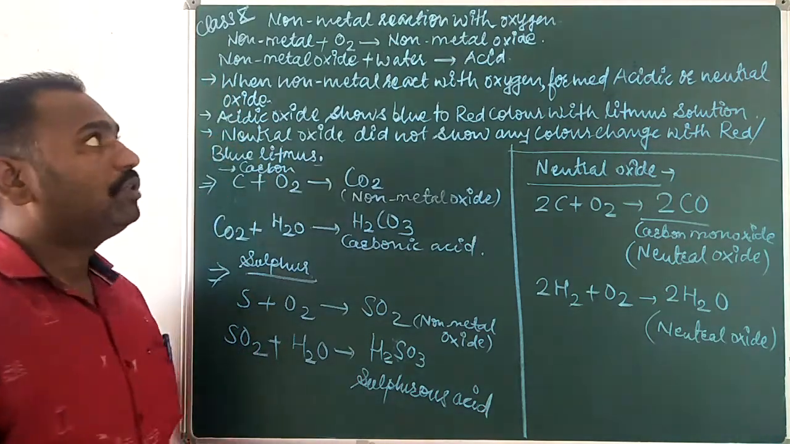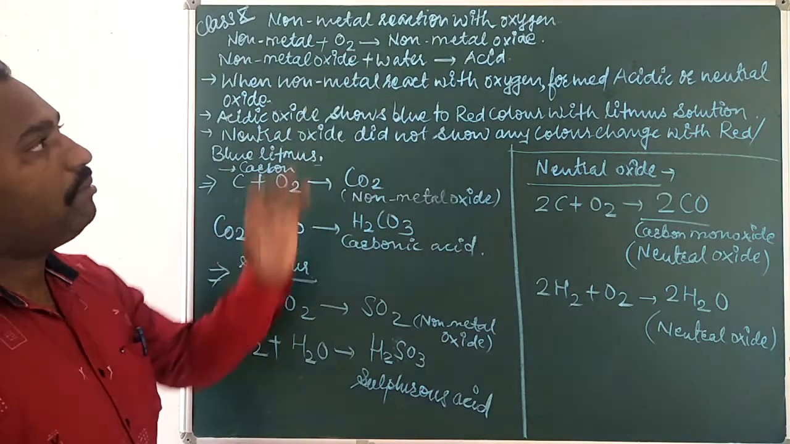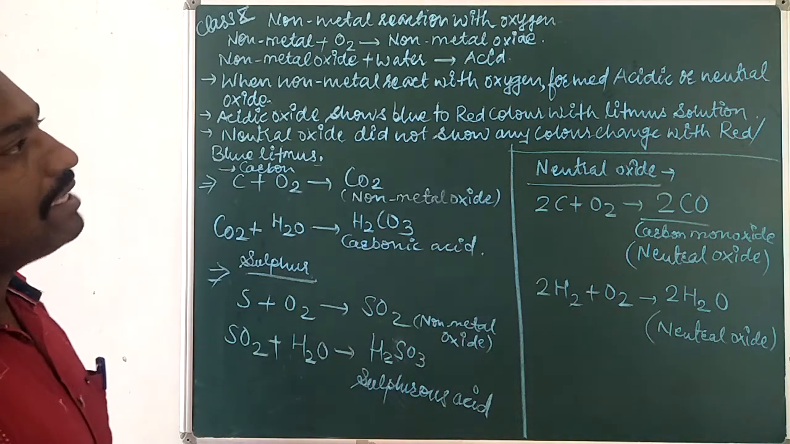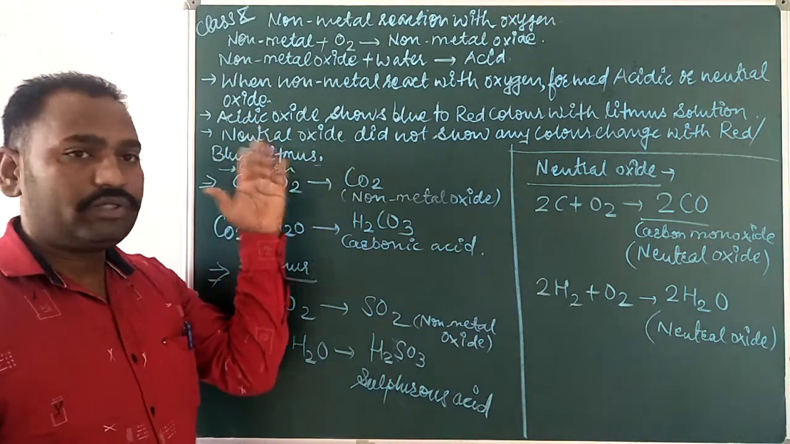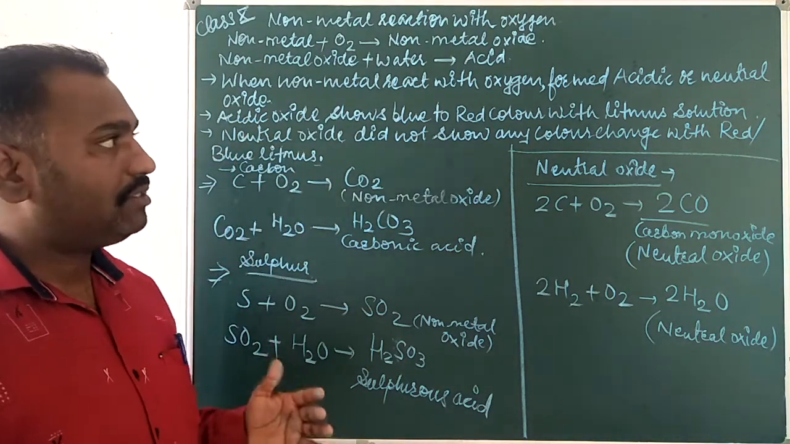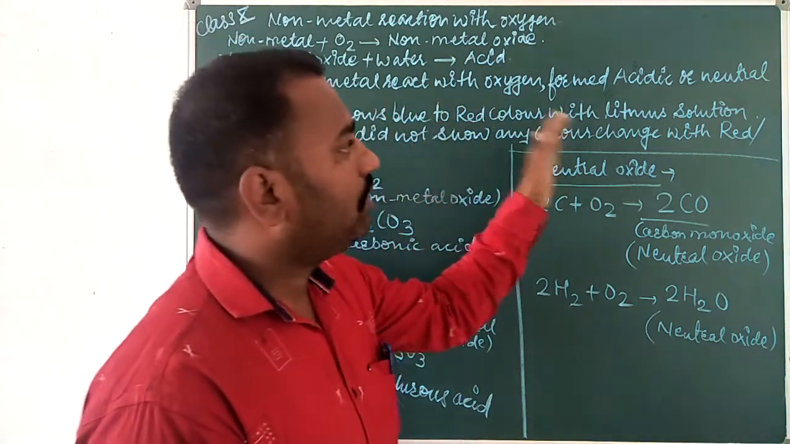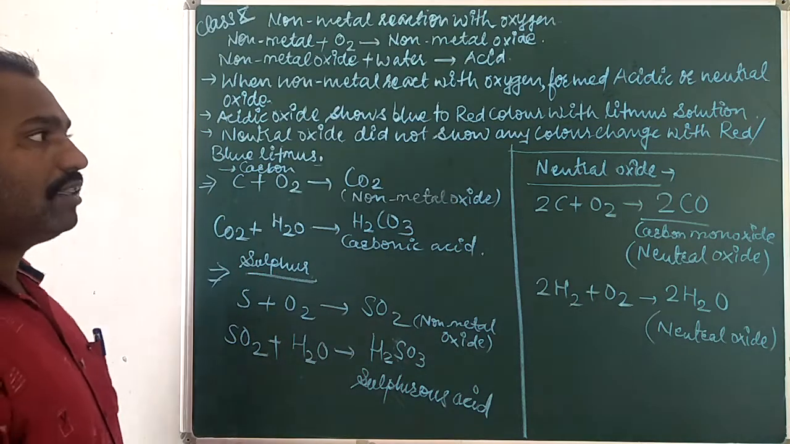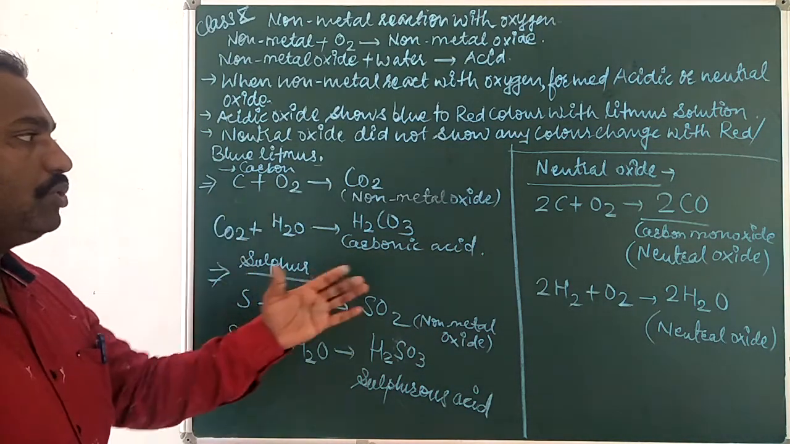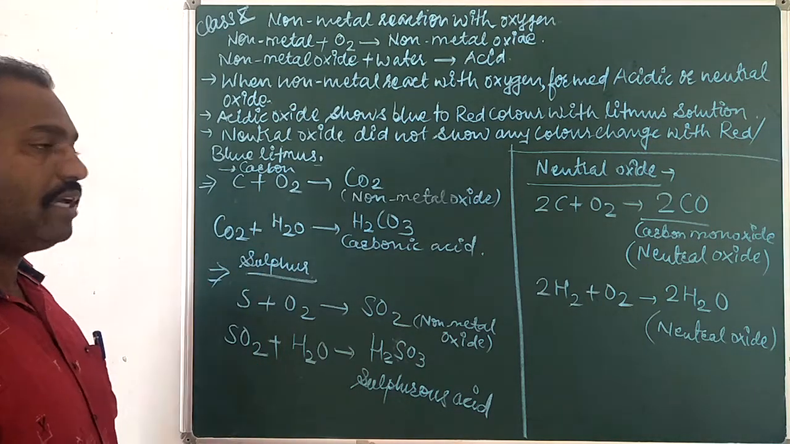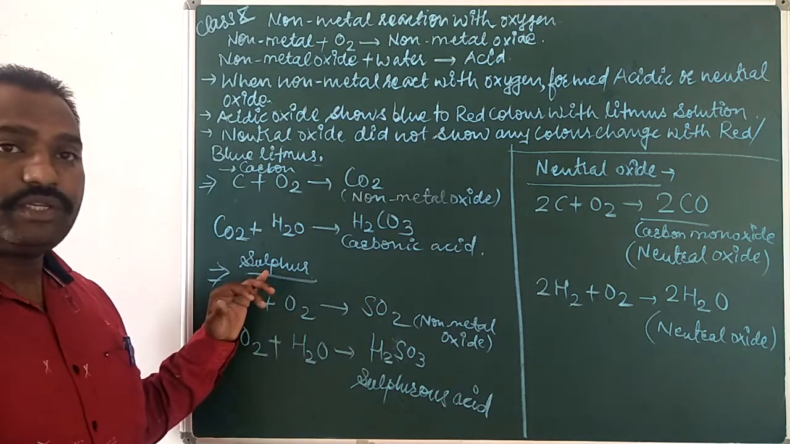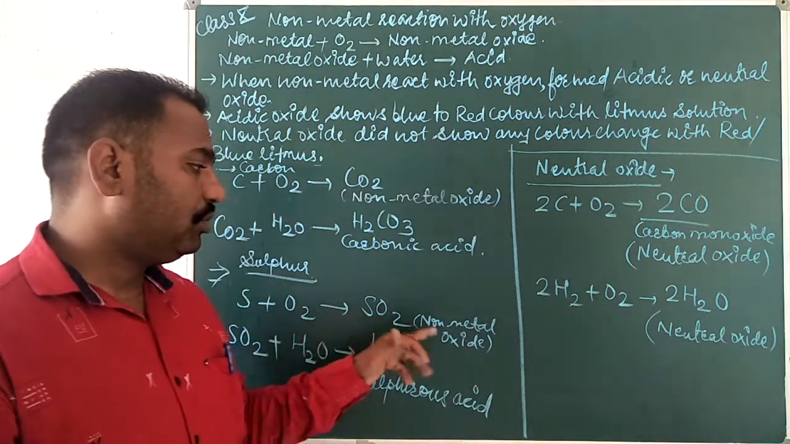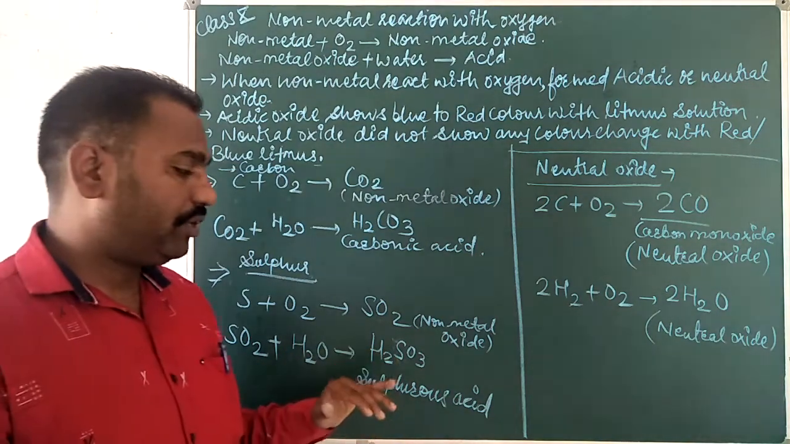So I hope you are understanding how non-metals react with oxygen. Non-metals plus O2 give non-metal oxides. When a non-metal oxide reacts with water, it forms acid. When non-metals react with oxygen, they form acidic or neutral oxides. Acidic oxides we recognize with the litmus test; they show blue to red color because they are acidic in nature. And neutral oxides do not show any color change with red or blue litmus. Like C plus O2, CO2, non-metal oxide, CO2 plus H2O gives H2CO3, carbonic acid. With sulfur, S plus O2, because sulfur is a non-metal, carbon is a non-metal, hydrogen also, chlorine also. S plus O2, SO2, sulfur dioxide. SO2 plus H2O gives H2SO3, sulfurous acid.